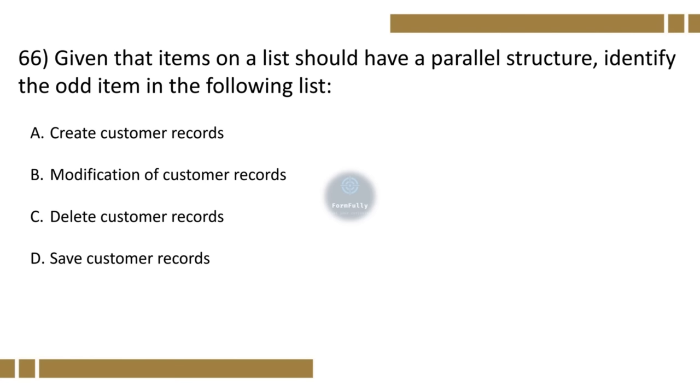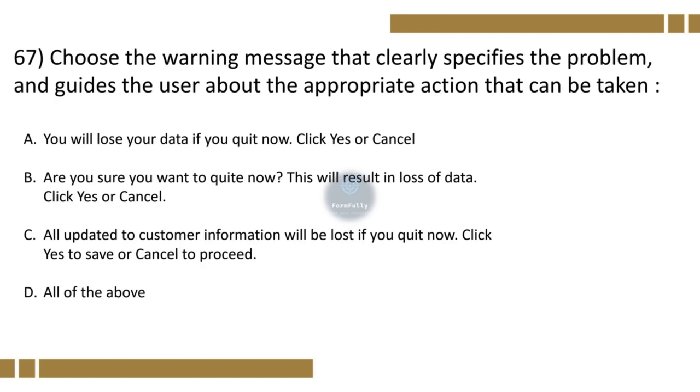Question 66. Given that items on a list should have a parallel structure, identify the odd item in the following list. A. Create customer records. B. Modification of customer records. C. Delete customer records. D. Save customer records. And the correct option is B. Modification of customer records.